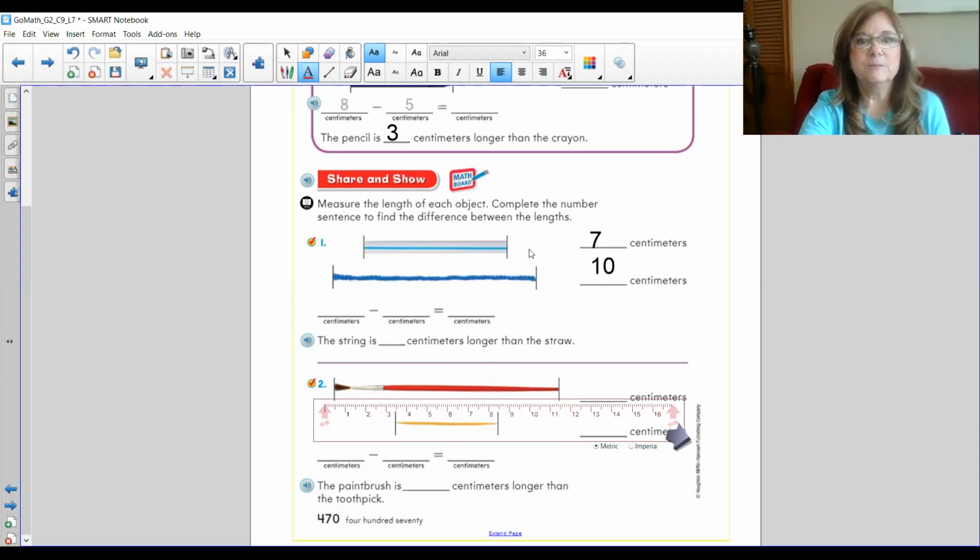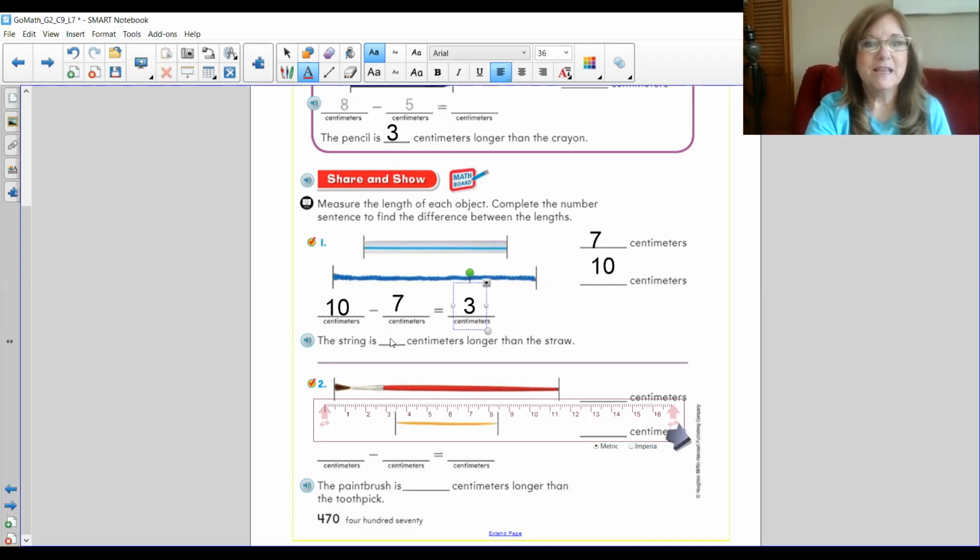We're going to find the difference between the string and the straw. So the first number that we want to use, of course, is the number from the longest item, which is the string, and that is 10. So 10 minus the straw, 7, will give us the difference. Do you remember what 10 minus 7 is? I hope you do, because it's one of the tens facts. Okay, so 10 minus 7 is 3.